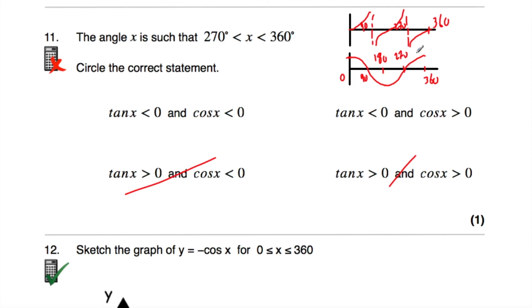And as you can see here, it's above the x-axis. The cos of this angle will be positive. So that means that the cos is positive. So it means the tan is negative and the cos is positive. So that means this is our answer here, that the tan is negative and the cos is positive.